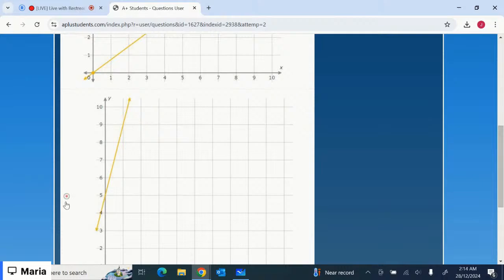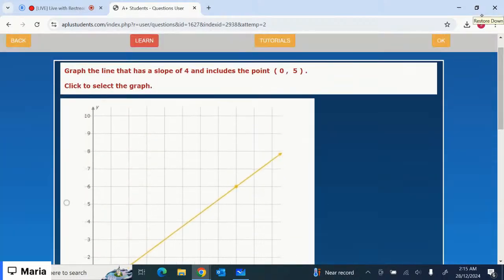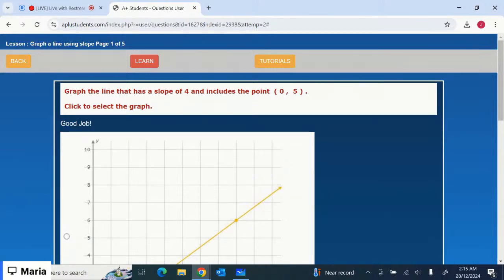So option number 2 is the correct option. You just have to see if the graph has the 2 points: the first one is the point given in the question, and then the slope.